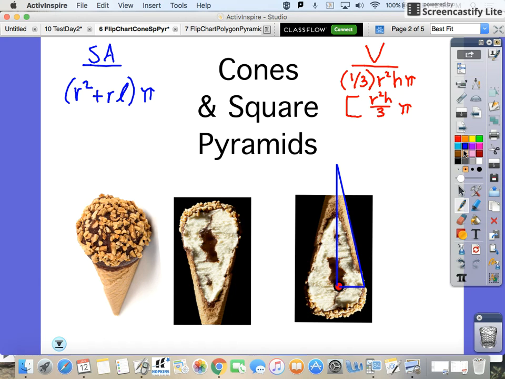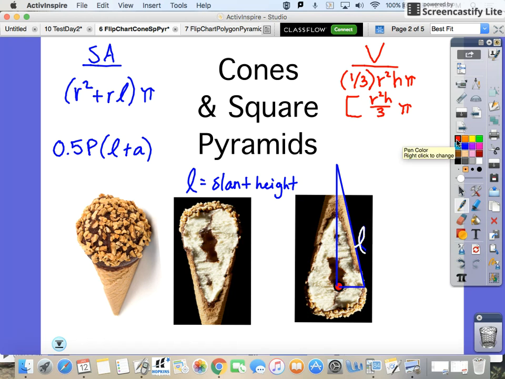And then the surface area for the pyramids, I want you to change that formula to 0.5 p for perimeter times L plus A. Again, L is slant height. That's like this right here is L, slant height. And then I want you to change the volume formula to simply BH divided by 3. Base times height, area of the base times the height divided by 3. All right. Oops, close that bracket.